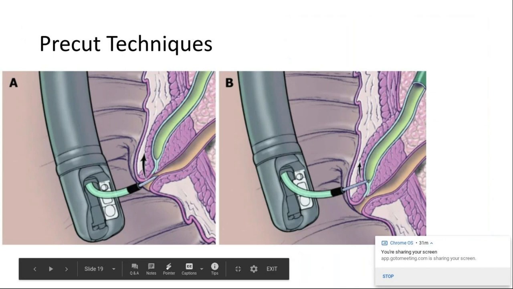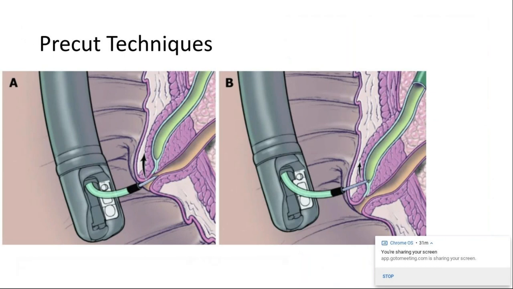So first I'm going to talk about the picture on the left, figure A. Figure A is a pre-cut papillotomy. You're going to use a needle knife, that's that wire with the catheter wire coming out, to dissect the major duodenal papilla to visualize and cannulate the CBD. Typically, you're going to put your needle knife at 11 to 12 o'clock in the papillary orifice and cut upward along the midline of the intraduodenal segment of the bile duct to expose the CBD.